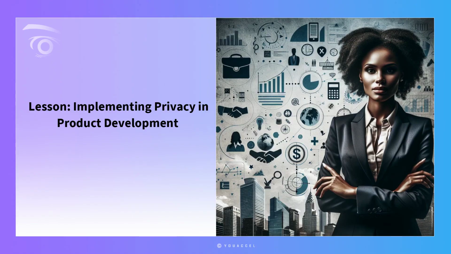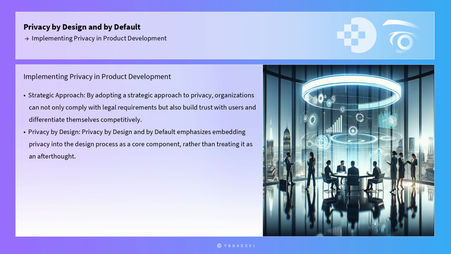Lesson: Implementing Privacy in Product Development. Implementing privacy in product development is an essential practice that requires integrating privacy considerations into the development lifecycle from the initial stages through deployment and beyond. By adopting a strategic approach to privacy, organizations can not only comply with legal requirements, but also build trust with users and differentiate themselves competitively.